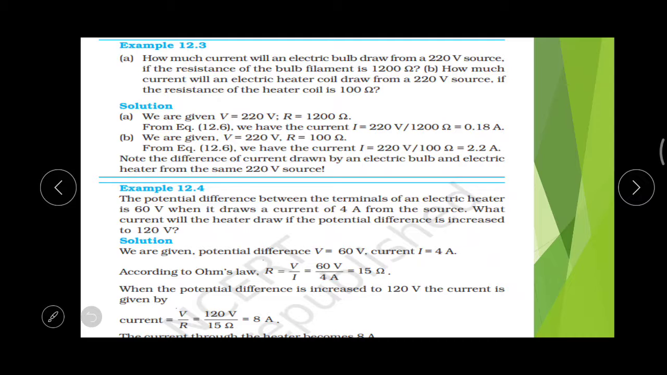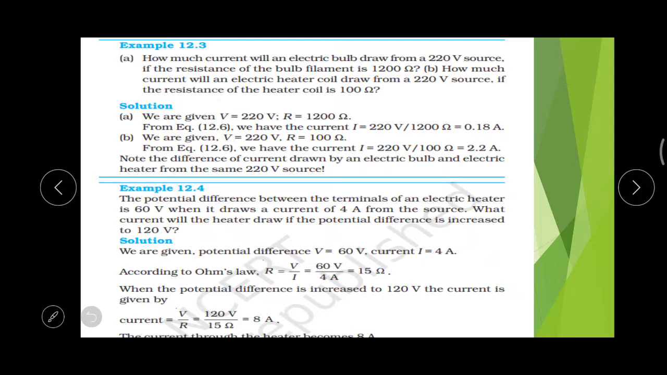The question is that the potential difference between the terminals of an electric heater is 60 volt when it draws a current of 4 ampere from the source. So what current will the heater draw if the potential difference is increased to 120 volt?